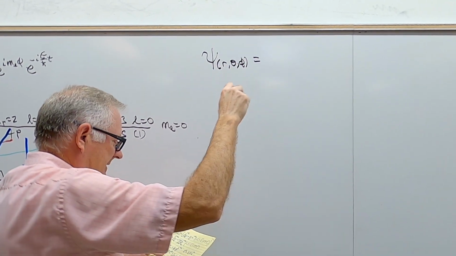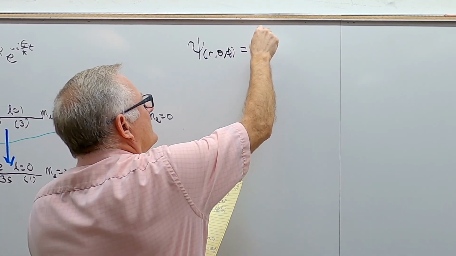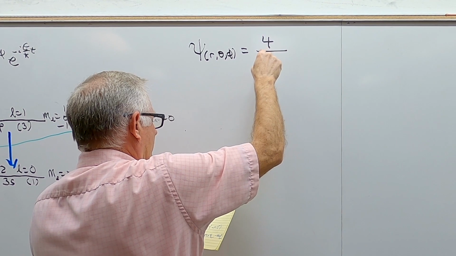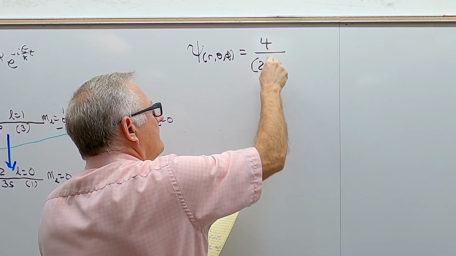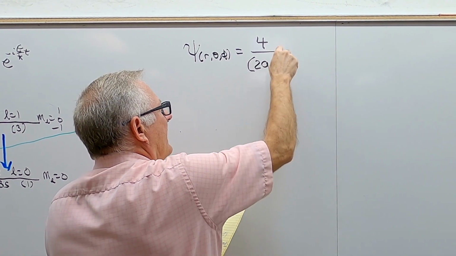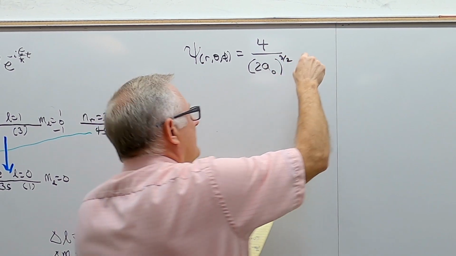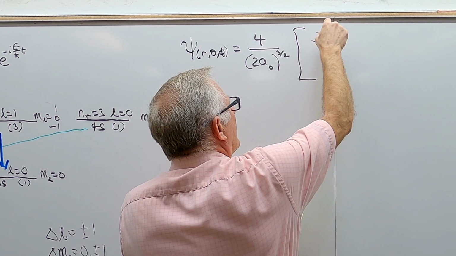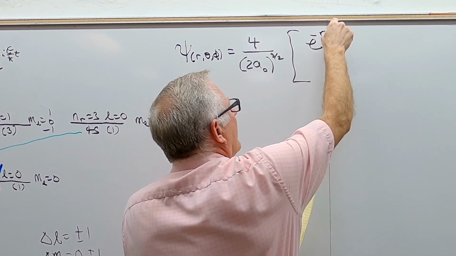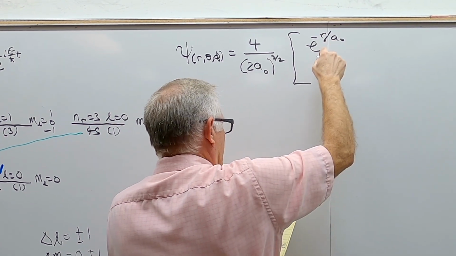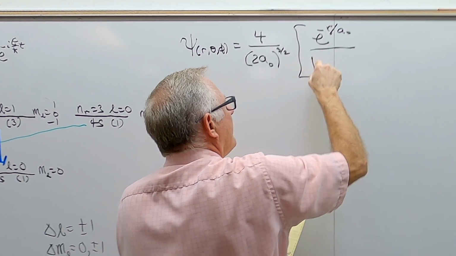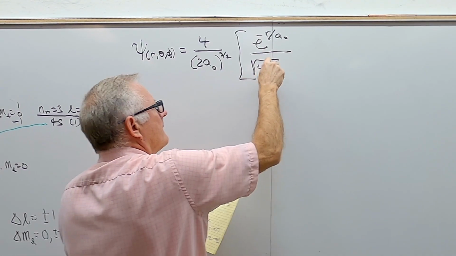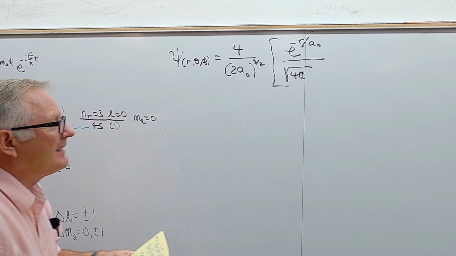But it's in a mixed state. That's 4 all over 2a naught to the 3 halves times e to the minus r over a naught all over the square root of 4 pi plus a.